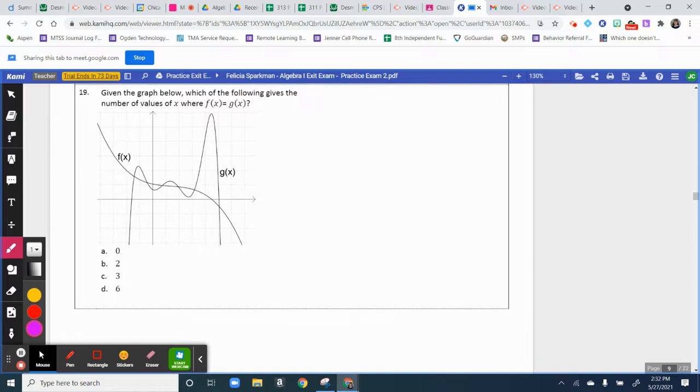Given the graph below, which of the following gives the number of values of x where f of x is equal to g of x? So again, this one looks super complicated, but it's really not. You're really just finding where they are the same. Well, they're the same right here, and right here, and right here, here, here, and here. How many times is that? 1, 2, 3, 4, 5, 6. They're the same 6 times. That's all you have to do for that one. So a lot of these students try to think too much with the question.